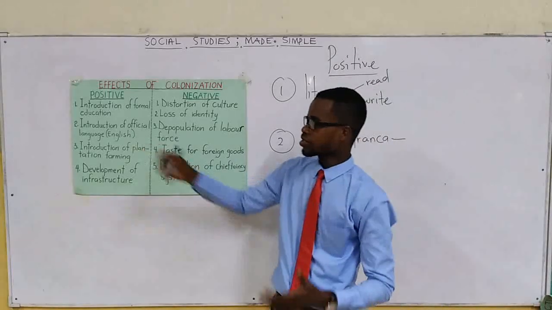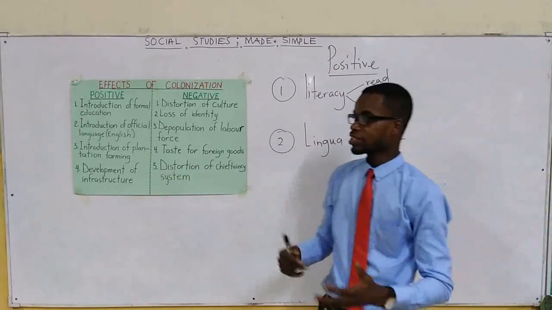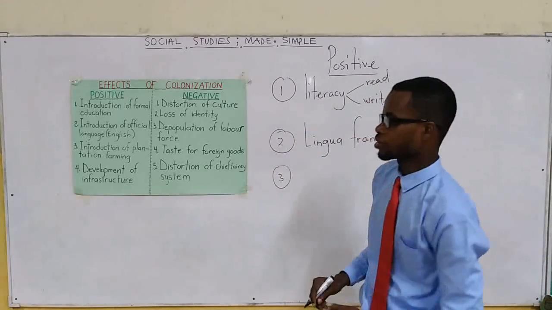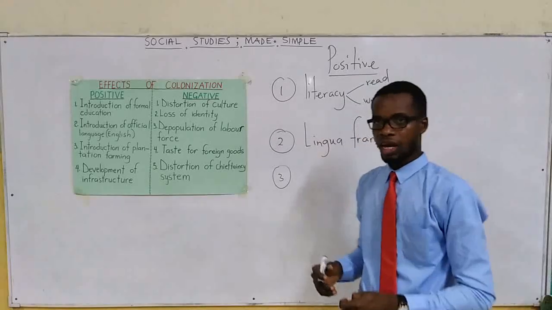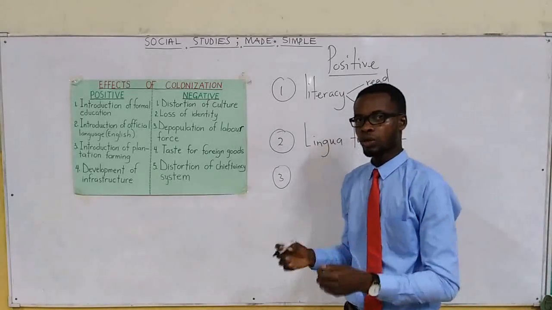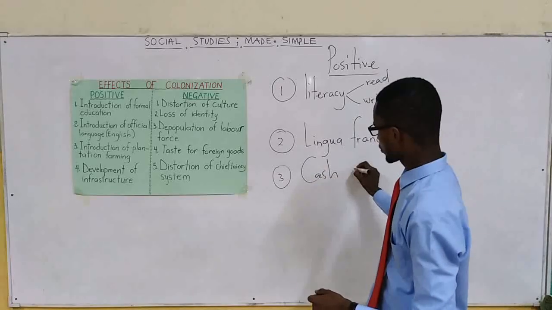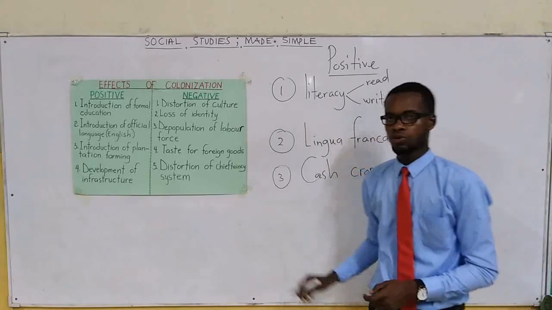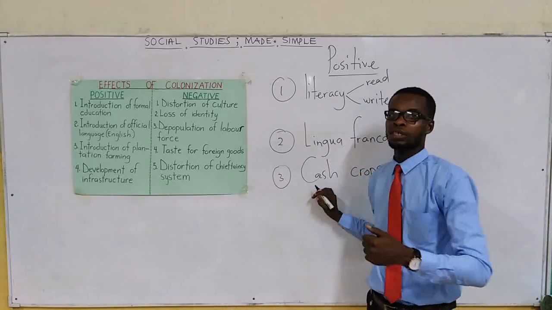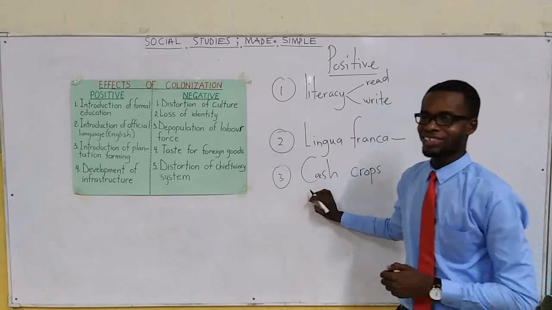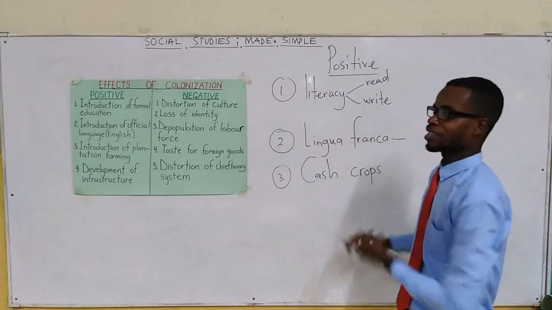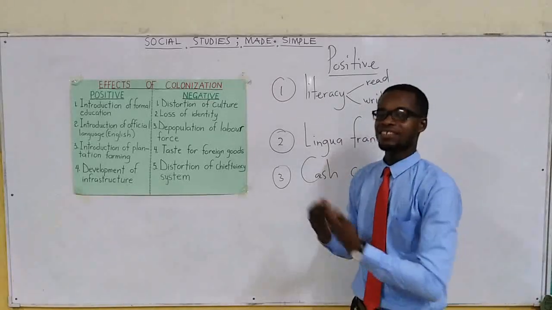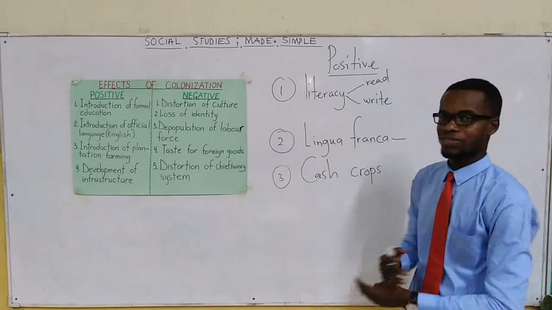Good. Point number three, introduction of plantation farming. The coming of the Europeans has actually introduced us to a lot of cash crops. You know what comes into your mind when you hear the word cash? I'm sure it's money, right? Good. So money is all about the cash we are talking about here. So crops that we can grow and then sell for money, they are the cash crops, simply.